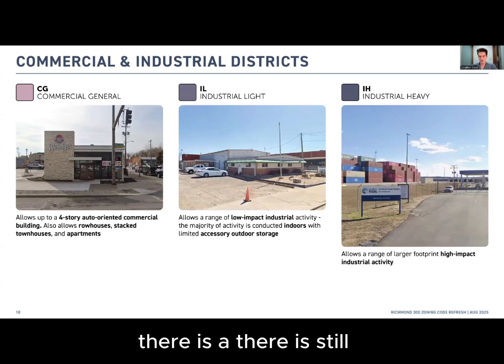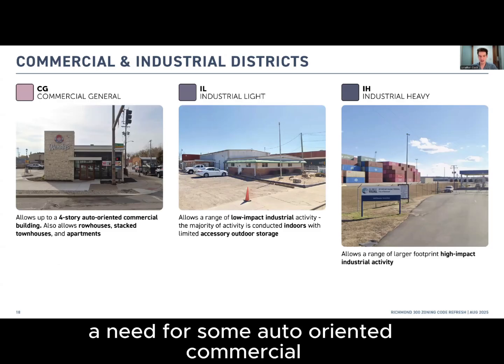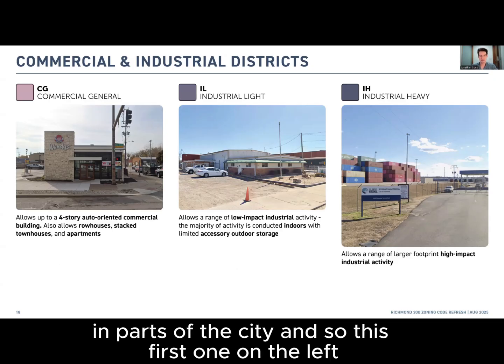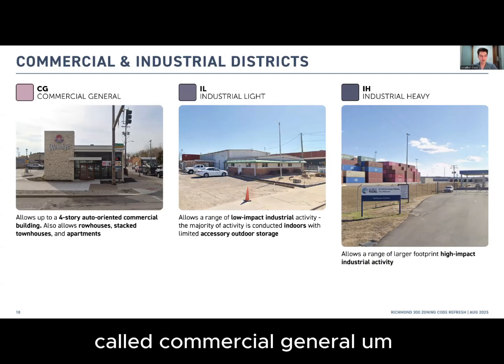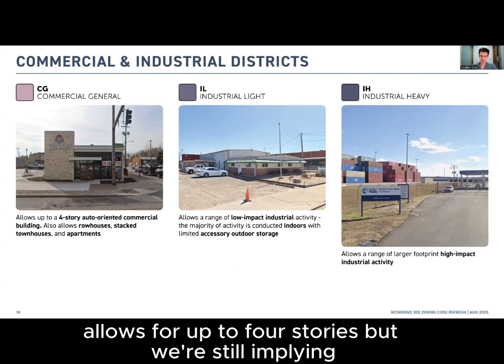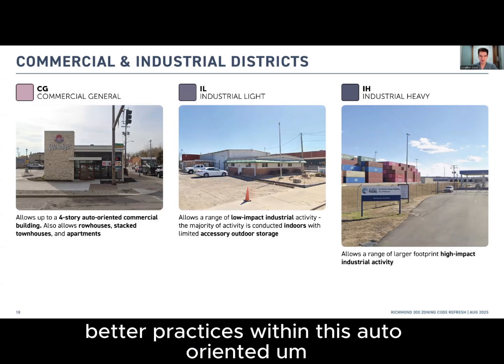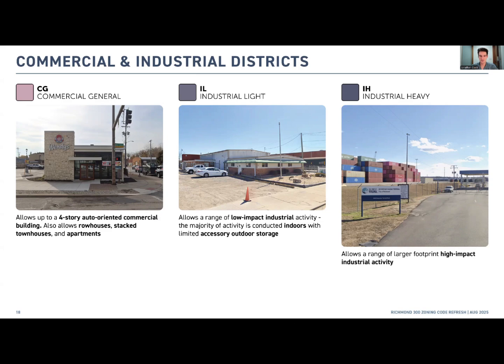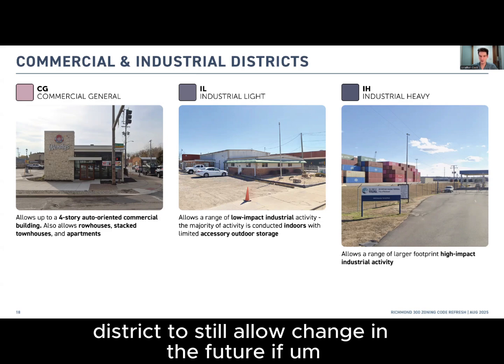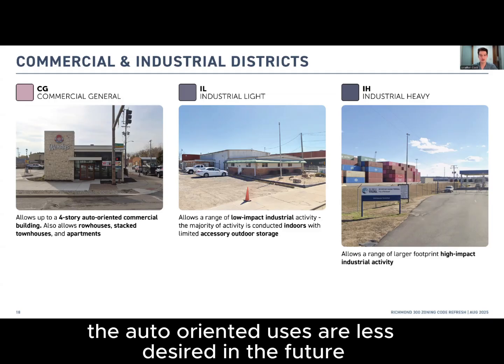Moving on, there is still a need for some auto-oriented commercial in parts of the city, and so this first one on the left, called Commercial General, allows for up to 4 stories, but we're still implying better practices within this auto-oriented district to still allow change in the future if the auto-oriented uses are less desired in the future.